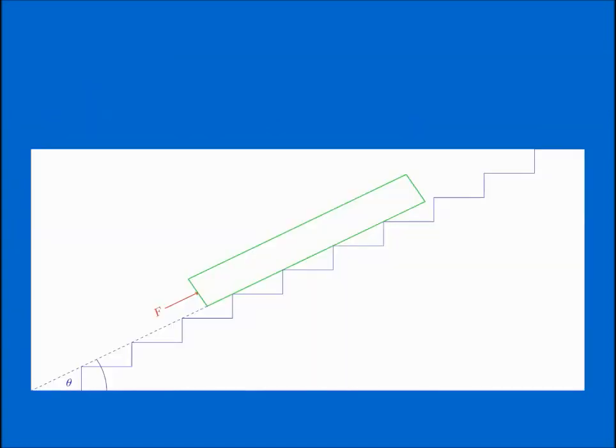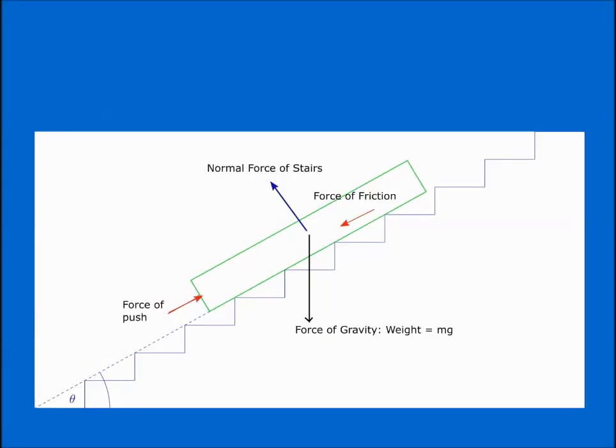Here is a visual representation of the box on the stairs, including the angle and the force of the push of Sheldon and Leonard. First, we need to draw a free body diagram with all the forces acting on the box. We have the force of the push up the stairs, the force of friction opposing the motion, so pointing down the stairs, the normal force of the stairs perpendicular to the box, and the force of gravity straight down.